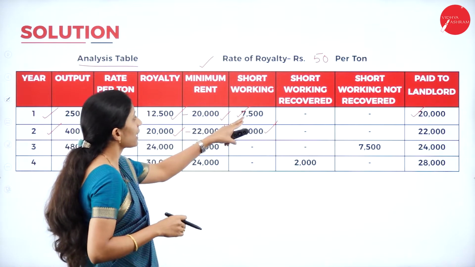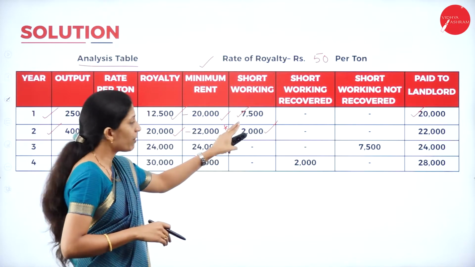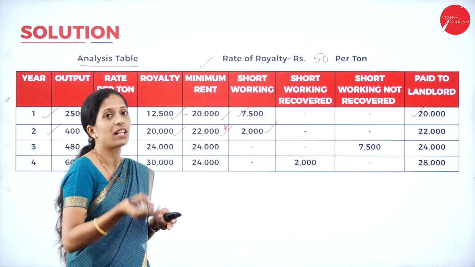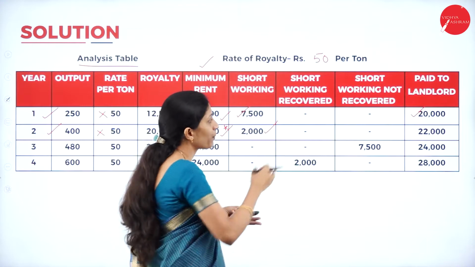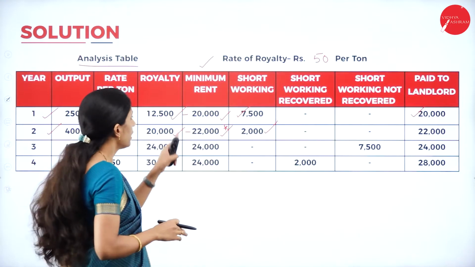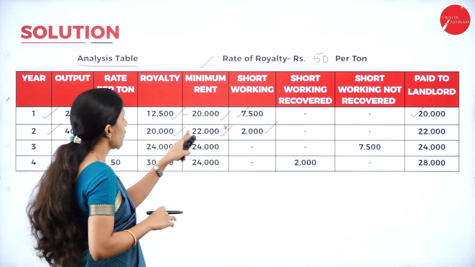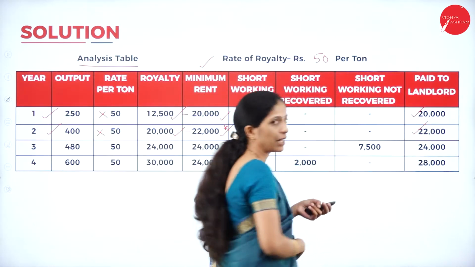Now in order to recover this short working 7,500, they have given 2 years. Whereas in the second year, you could not recover the short working because in the second year itself there is short workings. Okay. So short workings recovered, nothing. Short workings not recovered is also nothing. Now what is the amount paid to landlord? Minimum rent or royalty, whichever is greater is paid to landlord. So here minimum rent is greater. So 22,000 is paid to landlord.